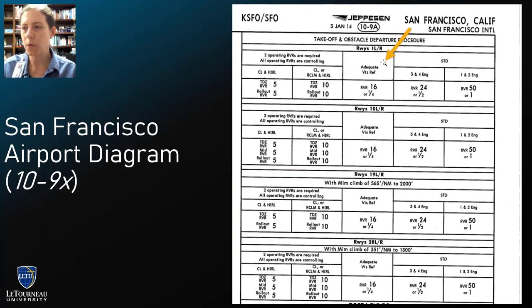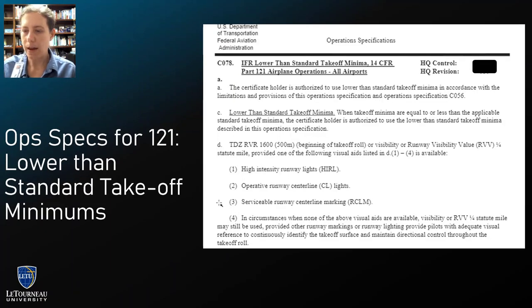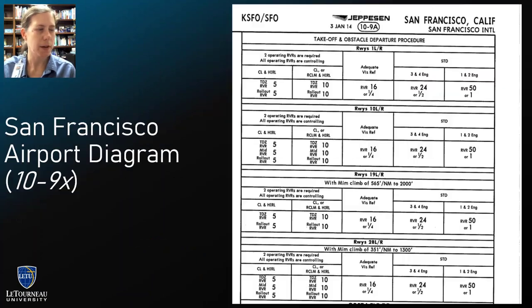So we then can move over to this area that says adequate visual reference. And notice it says RVR 1600 or a quarter mile. Okay, if you think back to our op spec, that is exactly what it said on the first part of my op spec. It said that I am allowed to use a 1600 foot touchdown zone RVR or a visibility of a quarter mile as long as we had adequate visual reference available. So that's good. That is what it means by adequate visual reference, if we have that op spec. And keep in mind, this is all applicable to runways one left and right.